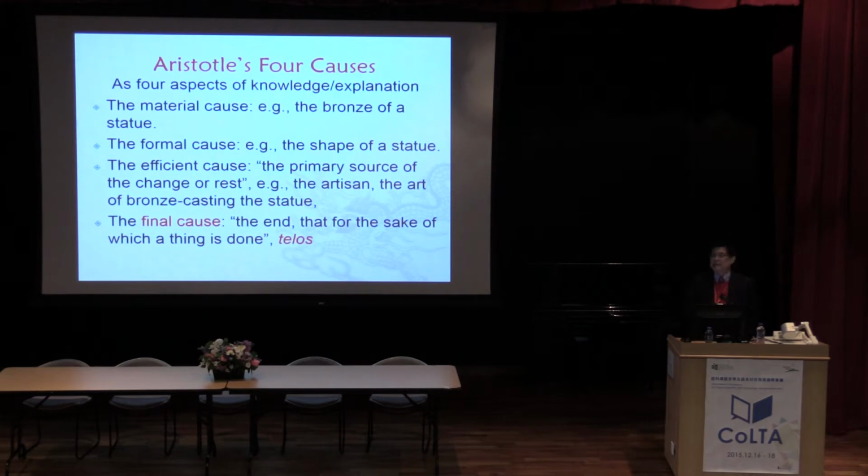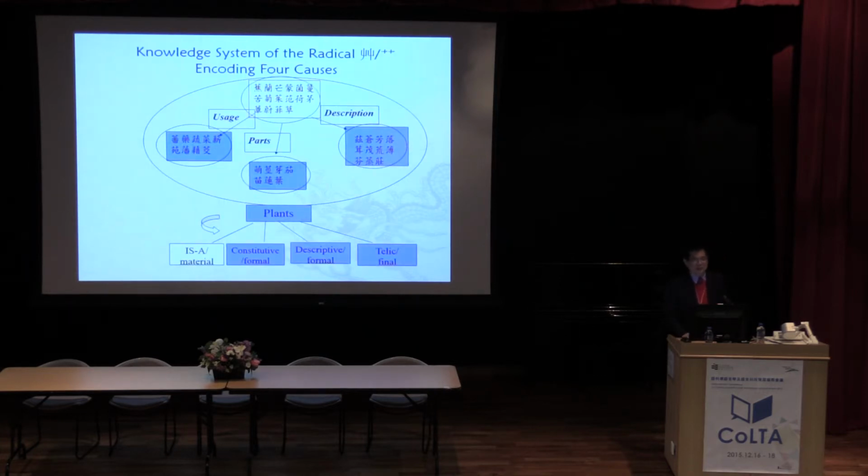of bronze casting. And the final and the most important cause, telos, the end, that for the sake of which a thing is done, what it is used for. Remember this? This is telic. What is it used for? Plants are used for these purposes. These are the parts of the plant.